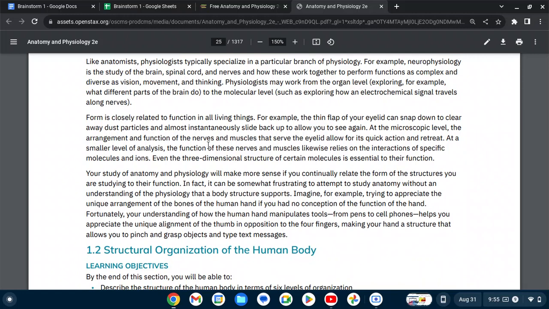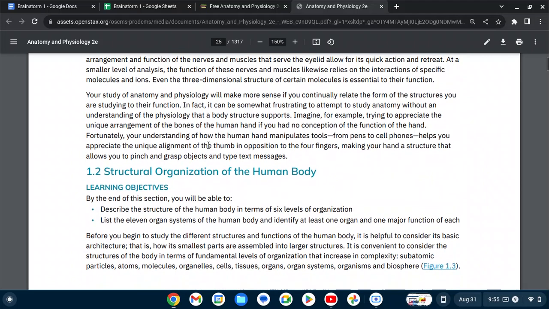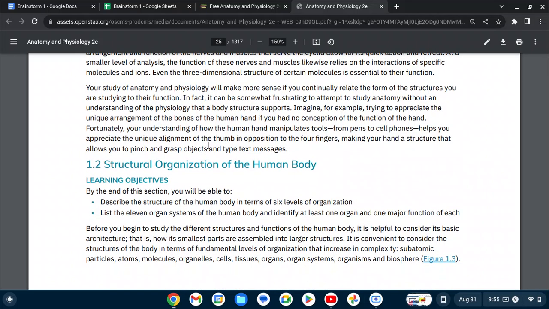Even the three-dimensional structure of certain molecules is essential to their function. Your anatomy and physiology will make more sense if you continually relate the form of the structures you are studying to their function. In fact, it can be somewhat frustrating to attempt to study anatomy without an understanding of the physiology that a body structure supports.